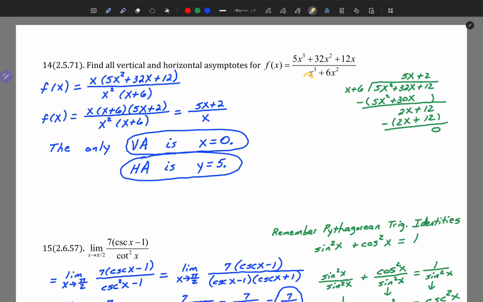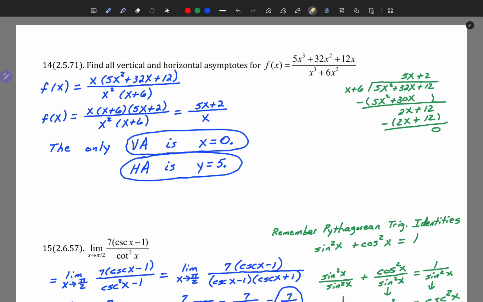In the denominator, similarly, I had a greatest common factor of x squared. When I factor that out, I'm left with x plus 6. Now, I automatically know that this factor of x squared in the denominator is not going to fully cancel with that x in the numerator. So I will have a vertical asymptote at 0. I already knew that in this step. The only question was, do I have a vertical asymptote at x equals negative 6?